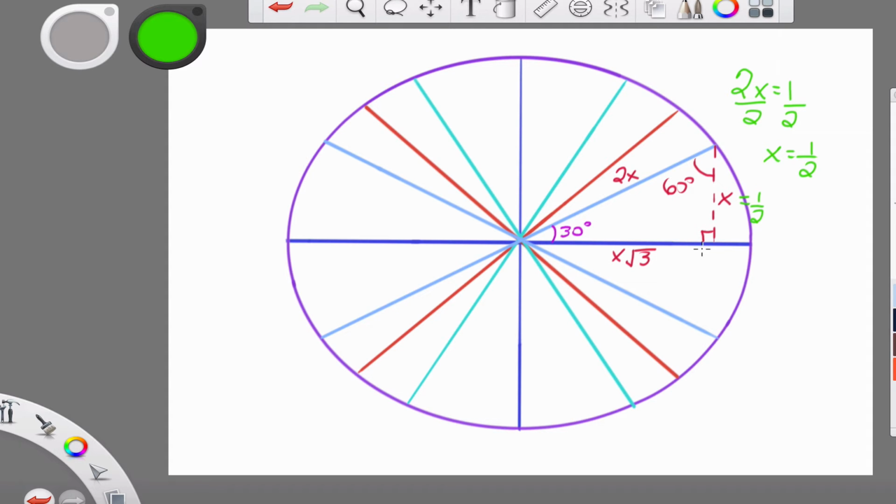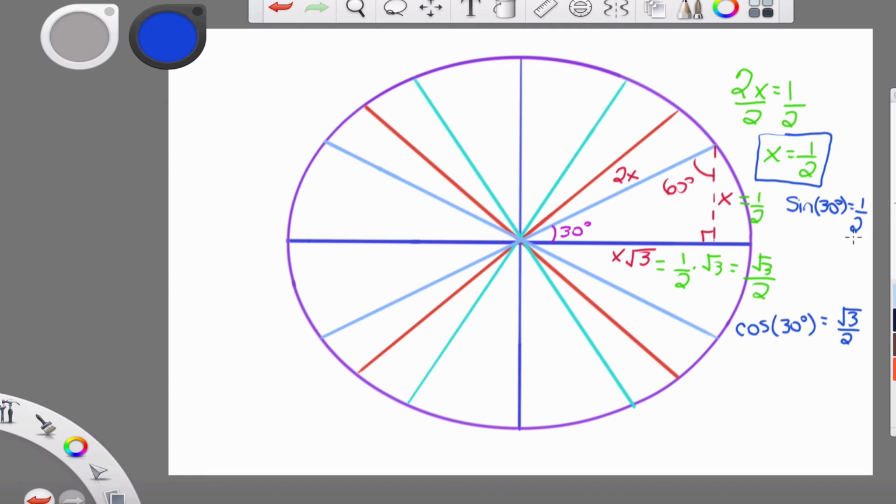The adjacent side here will be x times the square root of 3, whatever x is. Well, we know that x is 1/2. That means that this will be 1/2, and it's positive because it is the x value. We know that the x values in the first quadrant are positive. We'll have 1/2 times the square root of 3, which is the same as the square root of 3 over 2. We've just found the cosine value of 30 degrees. Sine of 30 degrees equals 1/2, and cosine of 30 degrees equals the square root of 3 over 2.